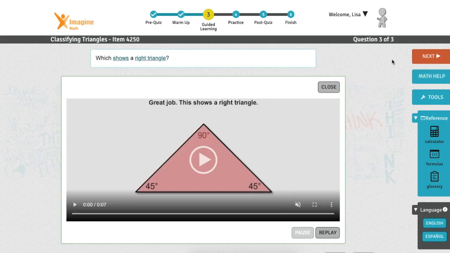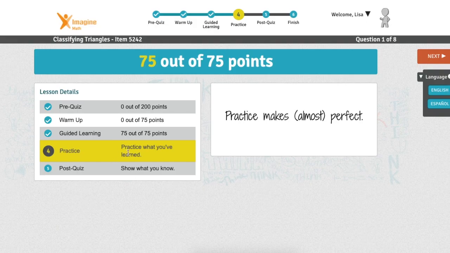Okay? Now, we go on to the next piece, and that's the practice. I'm not going to help you through the practice, but it's only 8 questions. So take your time on it and make sure that you answer them correctly. Then you've got your post quiz. Remember, you can still get 1 or 2 wrong and still pass the lesson.